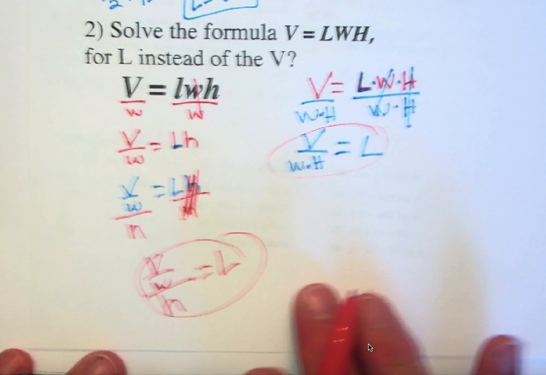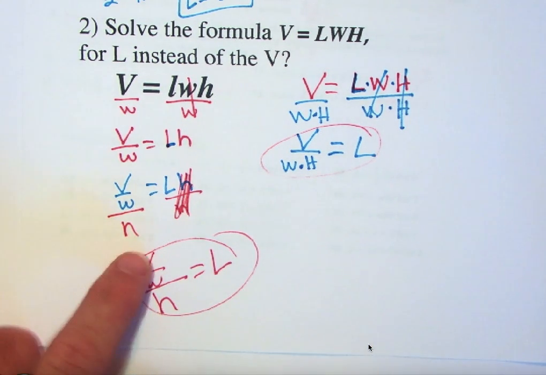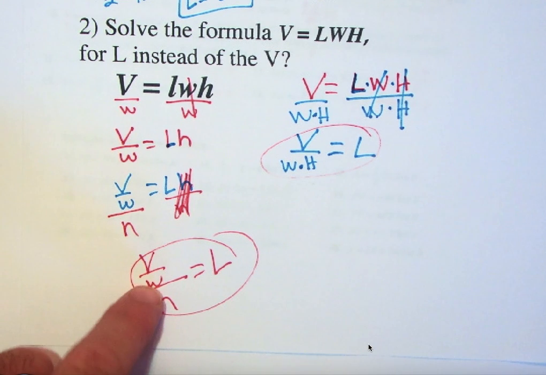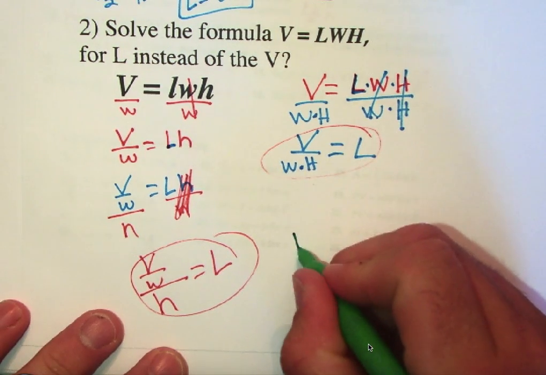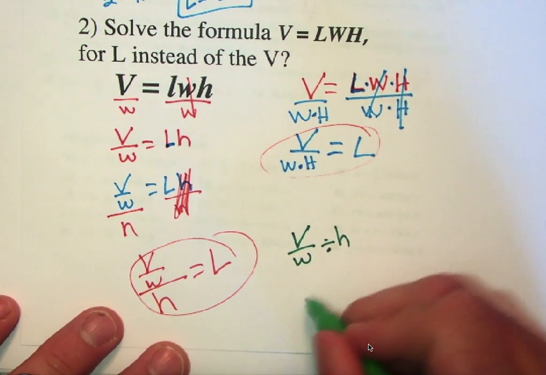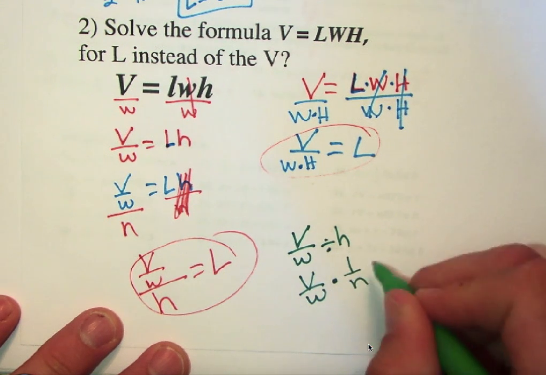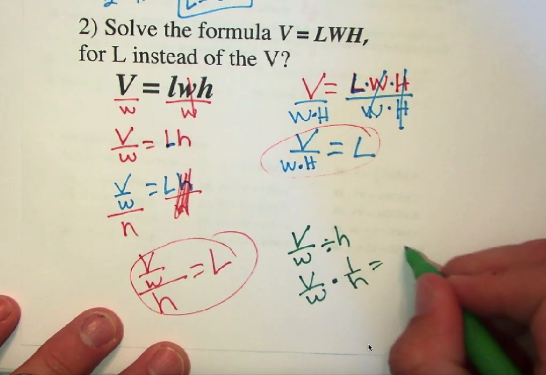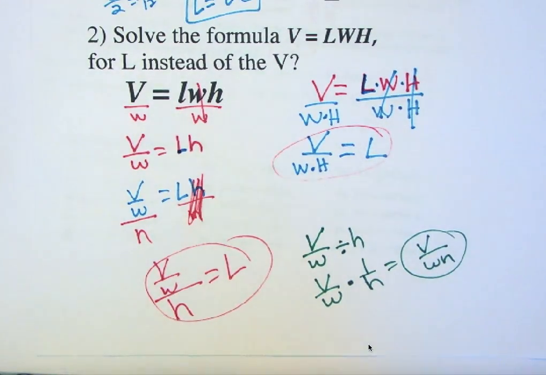Some math teachers get really sticklers about it. It's totally right. They just don't like it, because they've been told they can't have a fraction within a fraction. So we can remedy that by taking V over W divided by H, and then multiply by the reciprocal, which gets us V over WH. So you get there either way, but that's the answer. Okay.